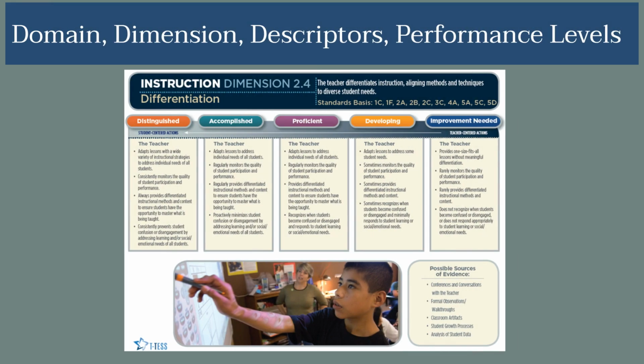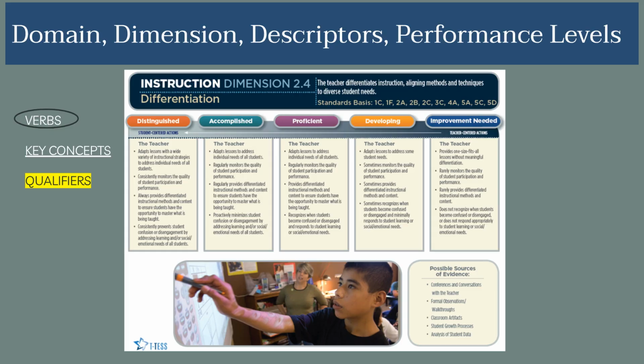Don't get overwhelmed by a T-TESS Dimensions text. The state builds a path to growth by changing 3 elements across performance levels: key concepts, verbs, and qualifiers. 1. Key concepts, the unchanging pillars of a dimension. In Dimension 2.4, the pillars are adapting lessons, monitoring engagement, and addressing confusion.